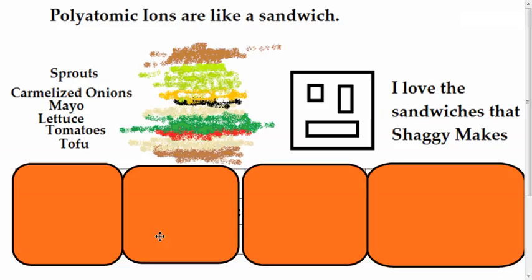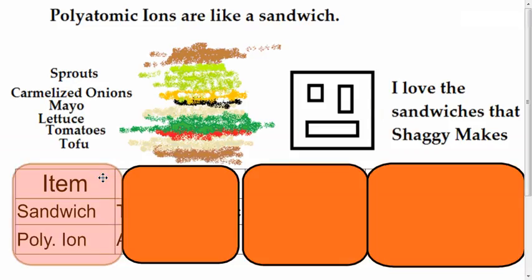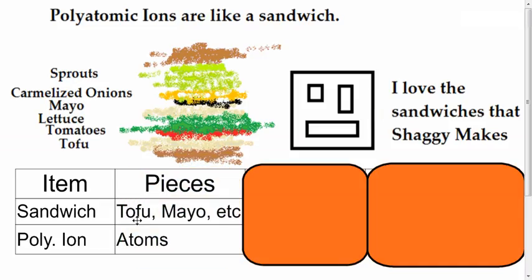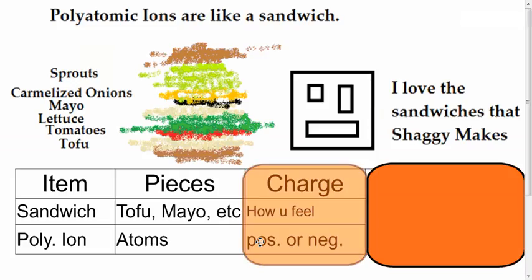Shaggy would make. This is sort of like a polyatomic ion, where they both have pieces, and in the sandwich, the pieces are what makes it up, the tofu, the mayo, the sprouts. And in the polyatomic ion, it's the atoms. They both have a charge. In a polyatomic ion, it's positive or negative. And the charge with the sandwich is like how you feel about it. Do you like it? Do you not like it?